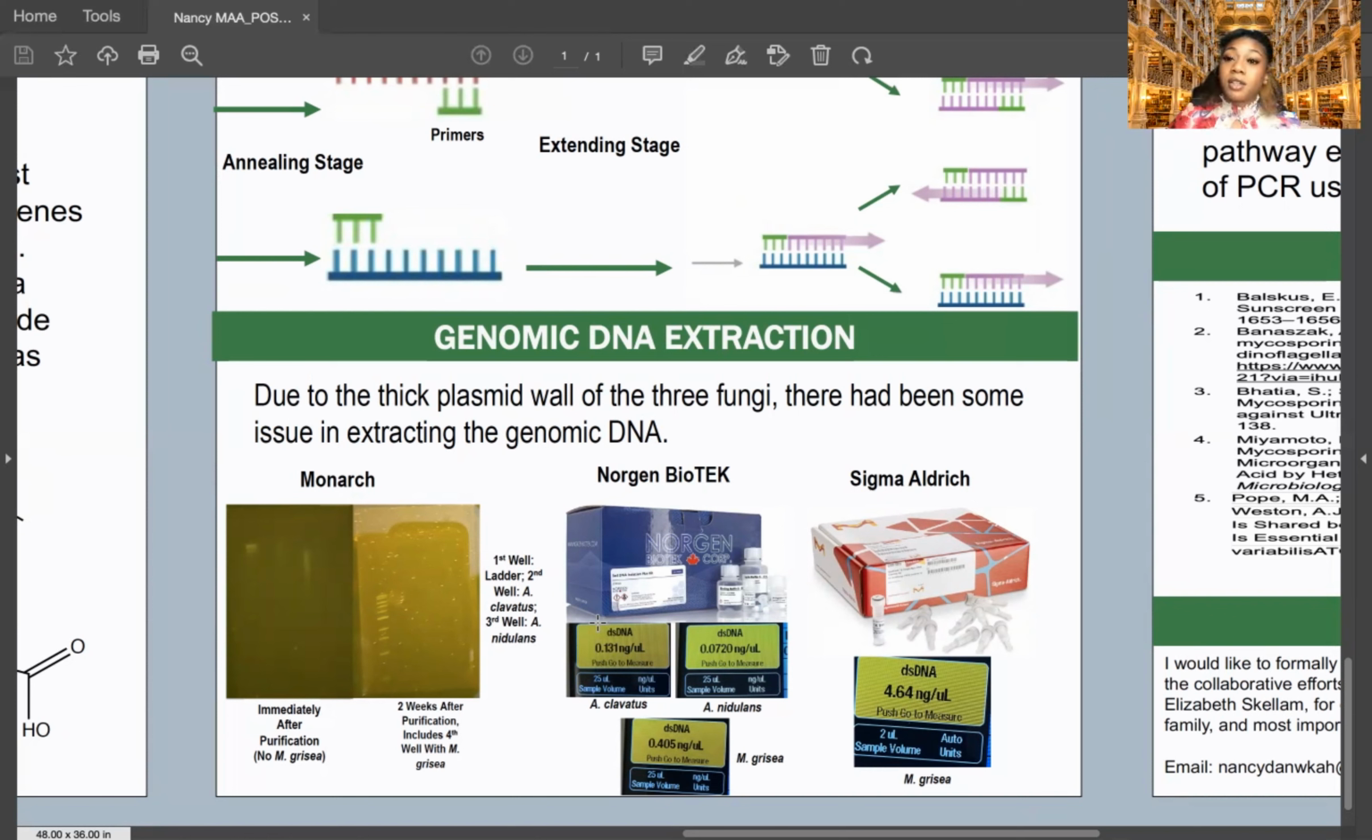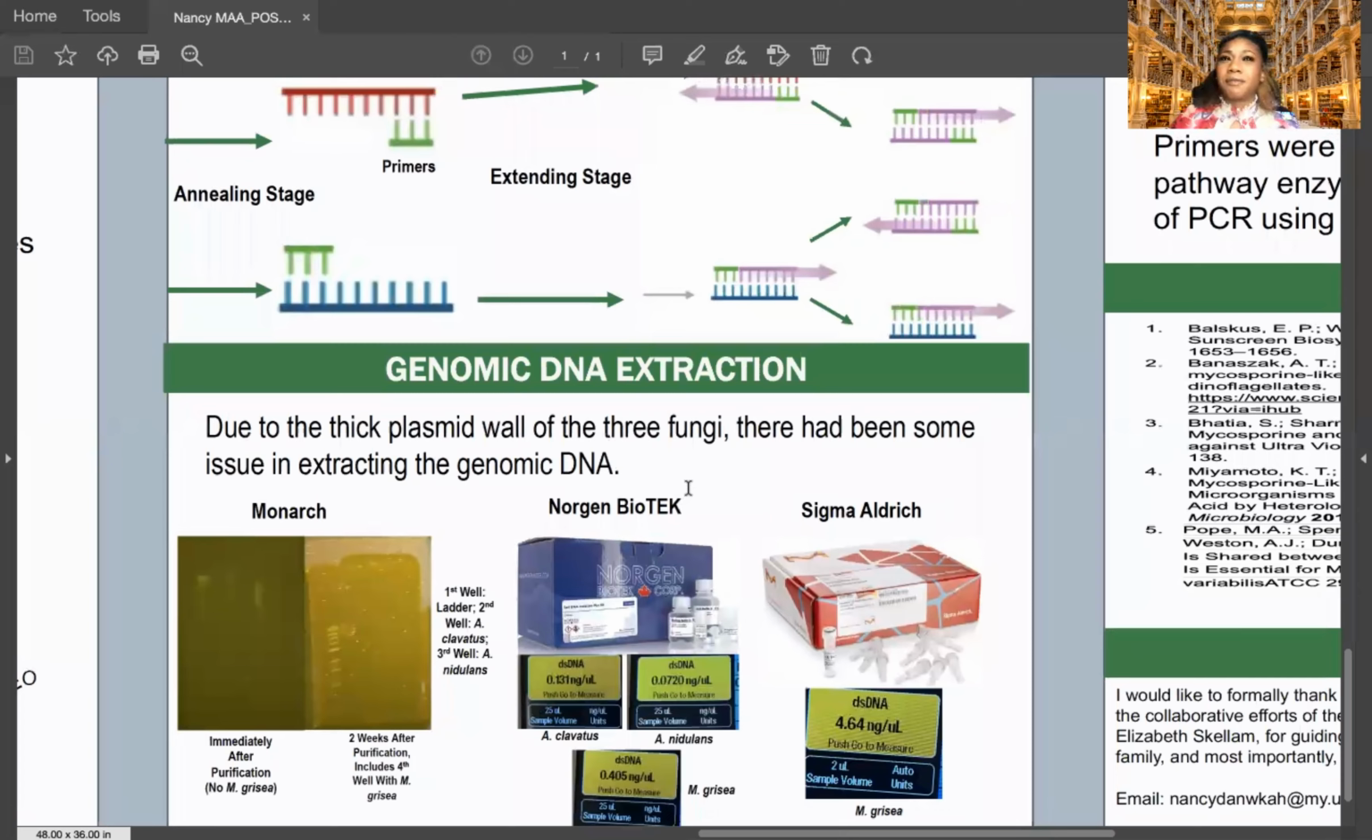We ended up settling on using the Sigma Aldrich kit, since Magnaporthe grisea in the Norgen kit had the higher yield, we ended up using just that one. And we found that we ended up getting 4.64 nanograms per microliter of DNA, which was finally sufficient to use for PCR. So because of that, all of our fungal species were then extracted using the Sigma Aldrich kit, and they are currently being used in PCR to extend them to about 50 to 100 nanograms per microliter.